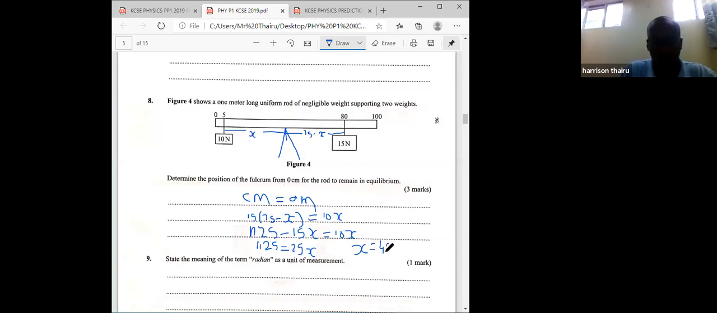So if our x is 45 centimeters, we are not through. Remember, the question is asking us to determine the position of the fulcrum from 0 centimeter. So this x is the one that is 45 centimeters. So we have to add 5. Therefore, the value becomes 50 centimeters. So that becomes our final answer. We now move to the next.